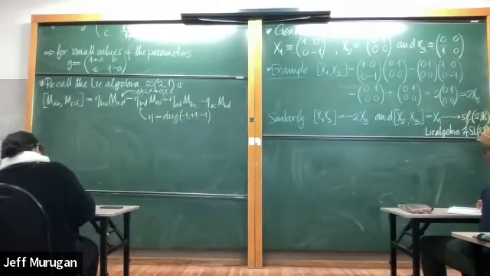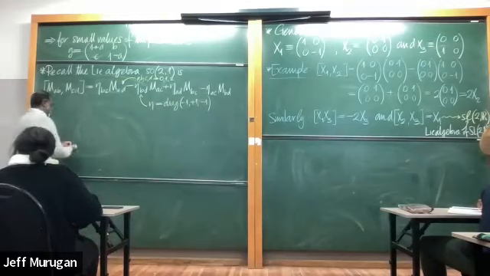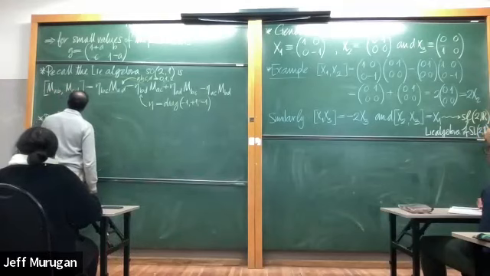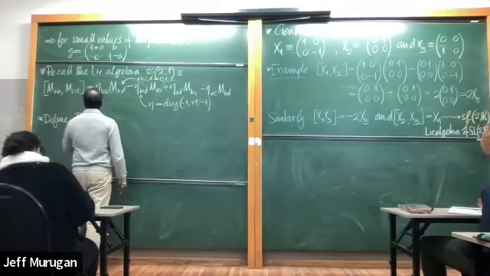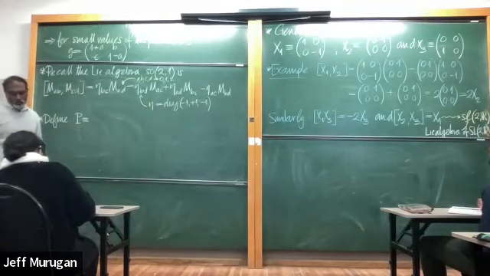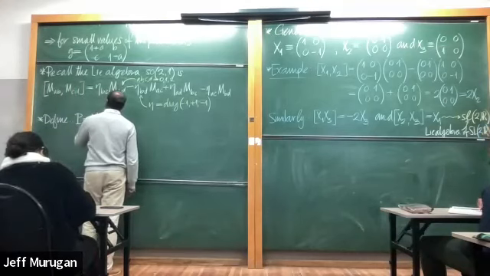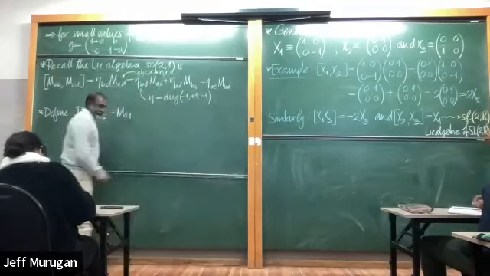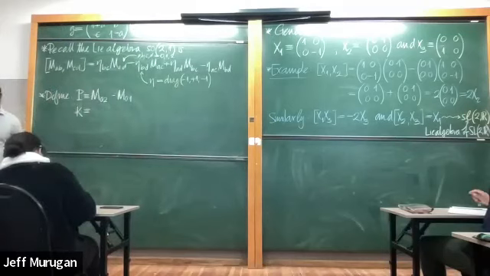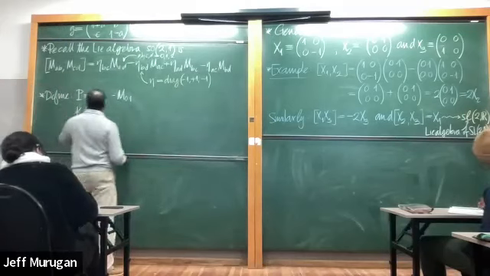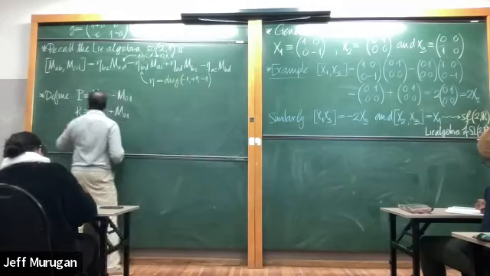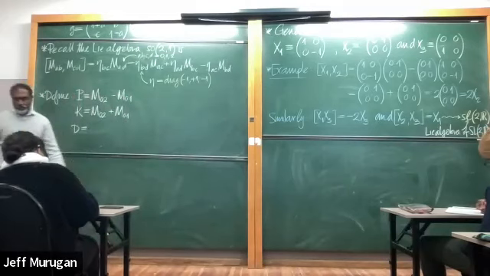So let's put this into a slightly more suggestive form. To do that, I'm going to define P to be the combination M02 minus M01, K to be M02 plus M01, and D to be M21. I'll explain the choice of letters a little later.